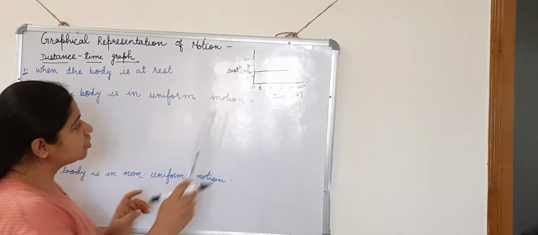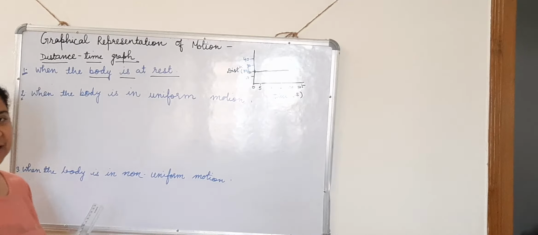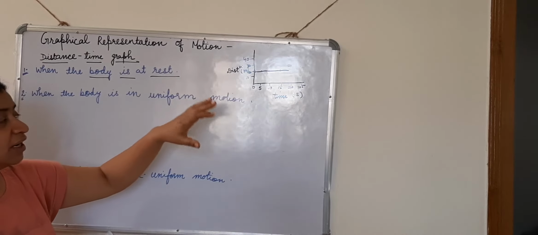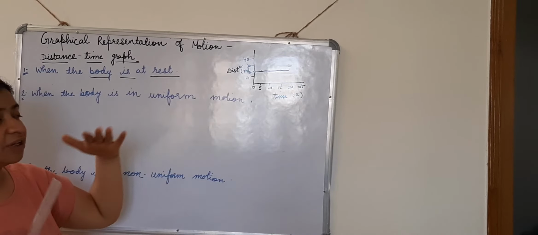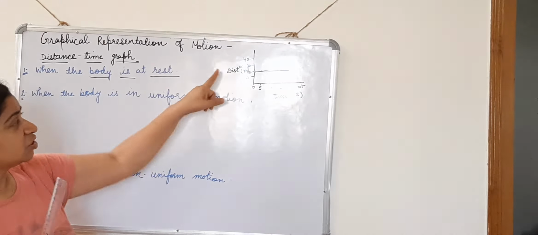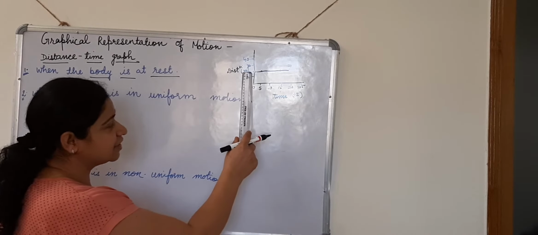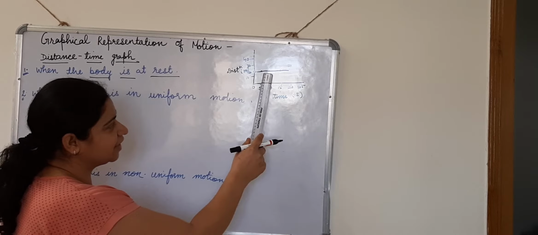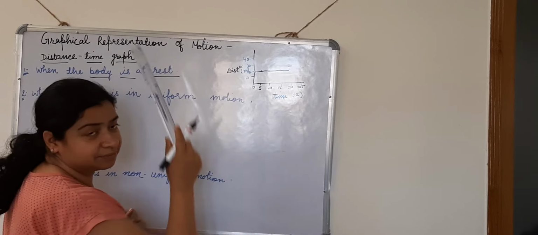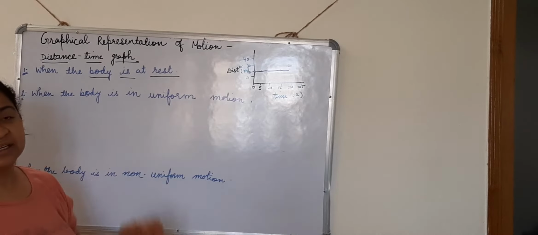That means it shows the body is at rest. When the object is not making any motion, that means the point at which it was earlier, it is on that point only after the passage of time. That means the object is at rest. It is not changing its place. After the passage of 5 seconds, its distance is 20 meters. After the passage of 10 seconds, distance is 20 meters. After the passage of 15 also, that means it is at the distance of 20 meters.